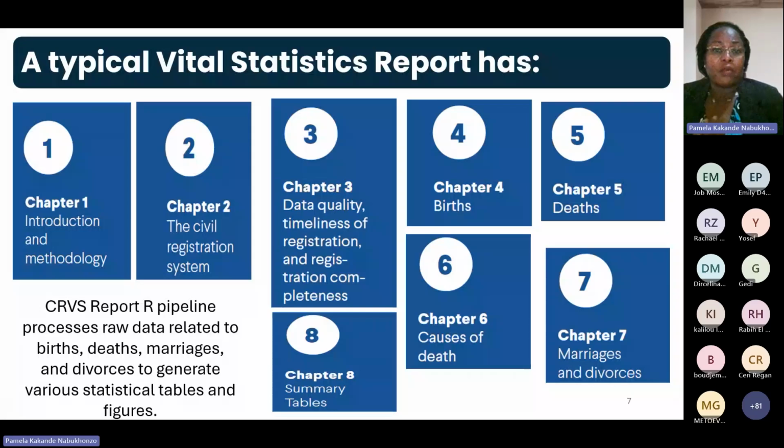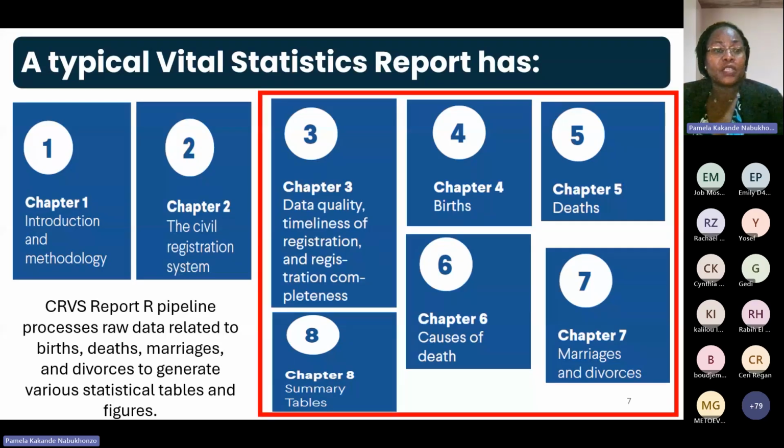And this is what the Vital Statistics report contains. It contains 8 chapters in total. So the pipeline comes in to help the country process its raw data related to birth, death, marriages, divorces, so that it can easily generate part of the report. The first part is really a narrative.